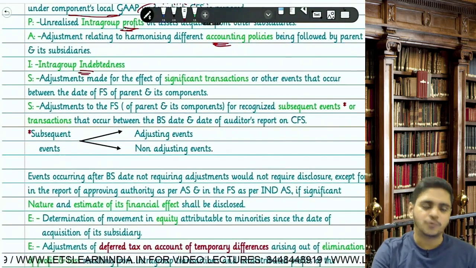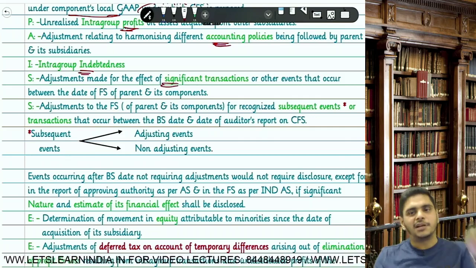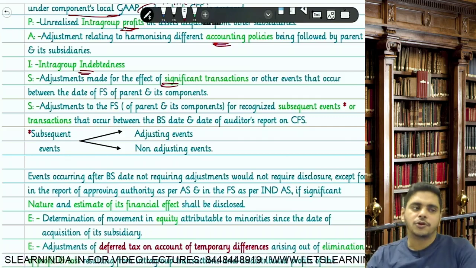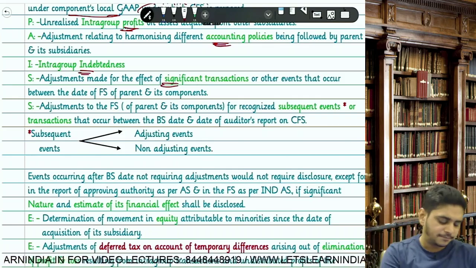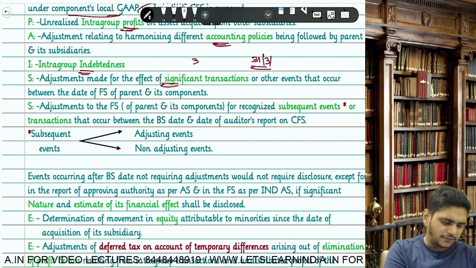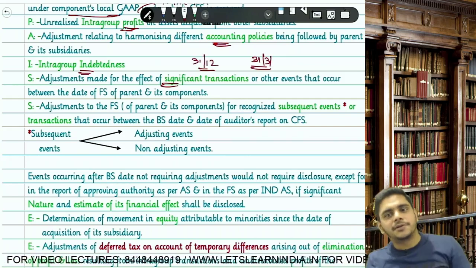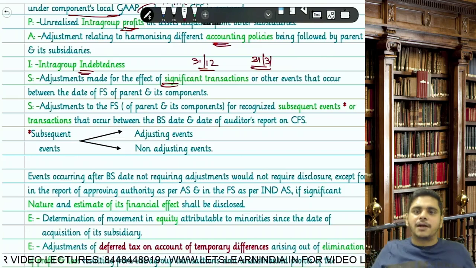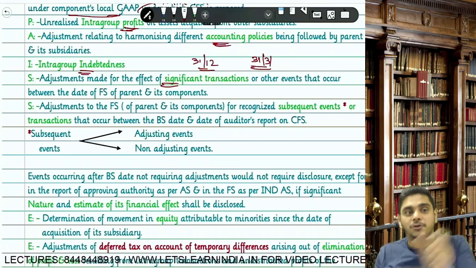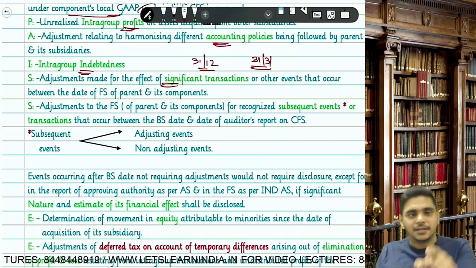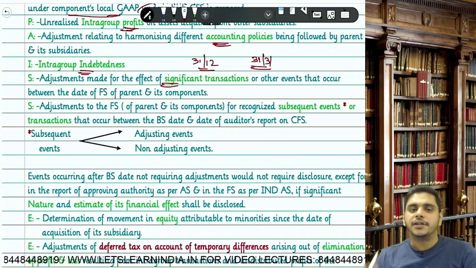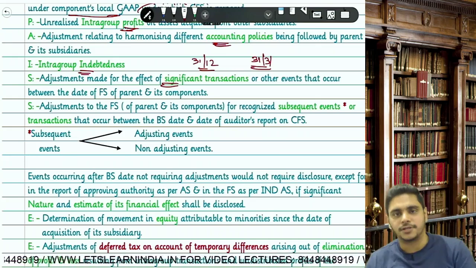S: There are two S. Adjustment for significant transactions between the date of FS of parent and its component. Your FR teacher must have taught you one or two illustrations where India may follow 31st March, and in foreign they may follow 31st December. So my subsidiary is following 31st December, but we are following 31st March. So you have to do the adjustment for 3 months and bring it to 31st March. All the adjustments you do for those 3 months come in this S point: adjustments made for the effect of significant transactions between the date of FS of parent and its components.